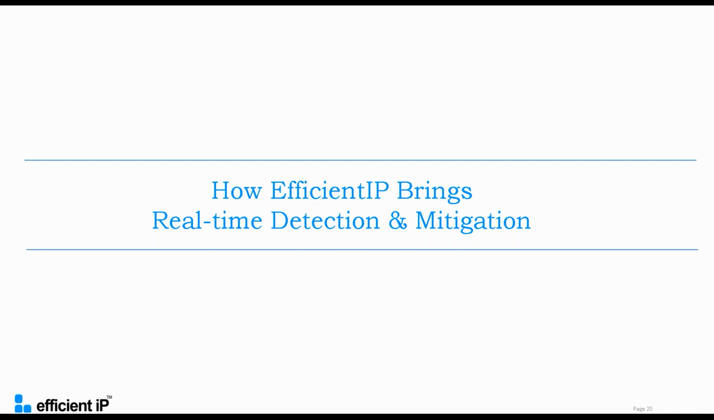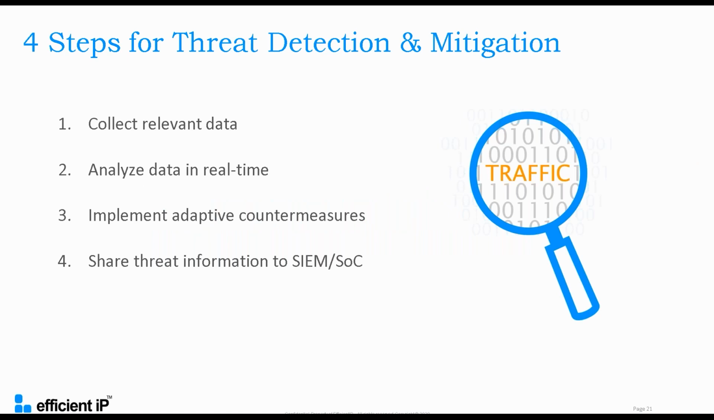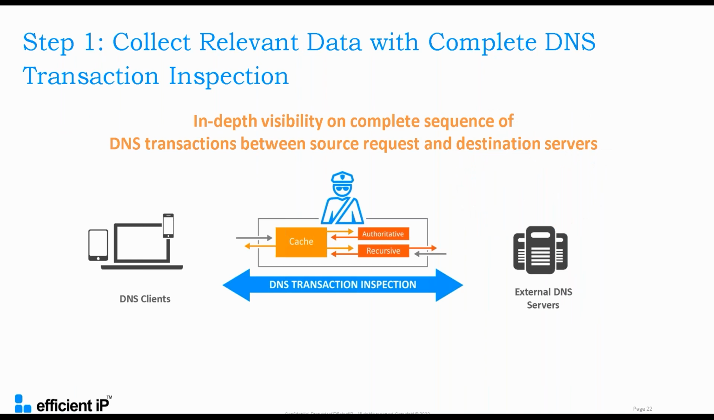So how can we do something about this? Well, there's 4 steps. You need to collect the relevant data. You need to analyze the data in real time. You need to implement countermeasures, ideally adaptive, to keep business continuity flowing, and then share information to the security teams and to the management teams, so that if there is something going on, we can take ownership of it and sort it.